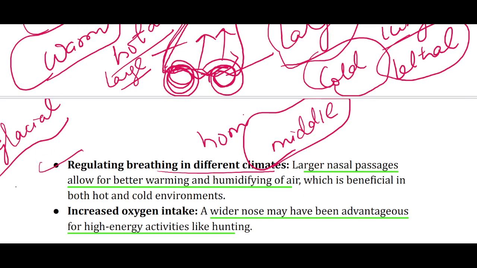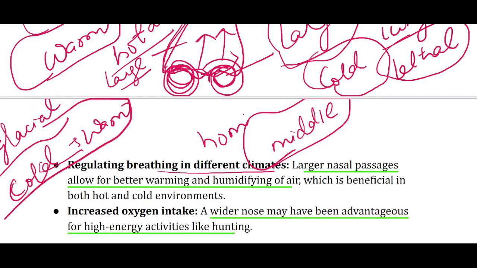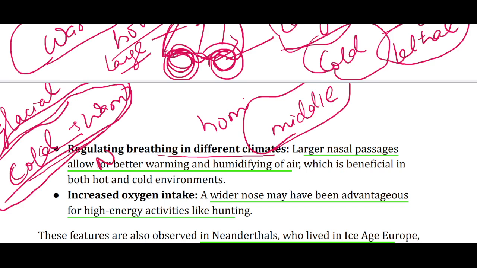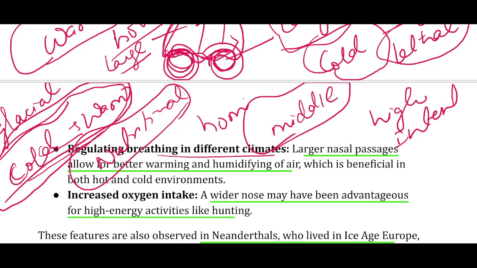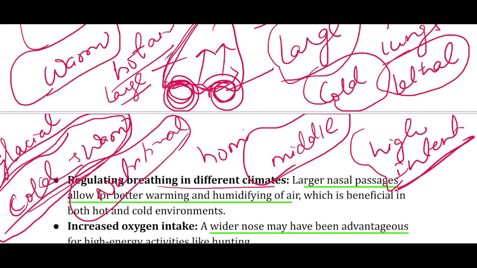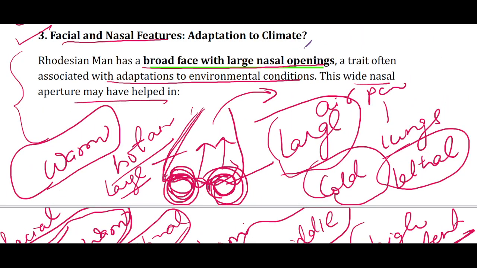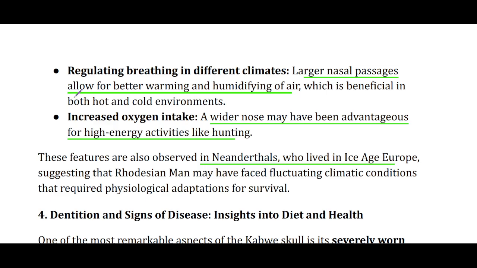So at one time it was cold, at other time it was warm, and due to this fluctuating condition, there were many other elements like nutritional needs, survival needs that might have needed high intensity activities such as chasing large games or fighting off predators. So because of these things, large nasal openings were necessary, and this is also one of the features that are found in the Rhodesian man. And you can see the advantages of large nasal openings.